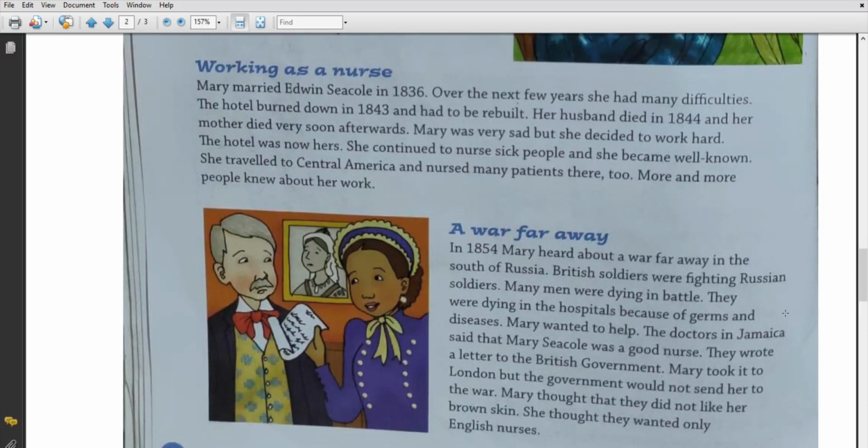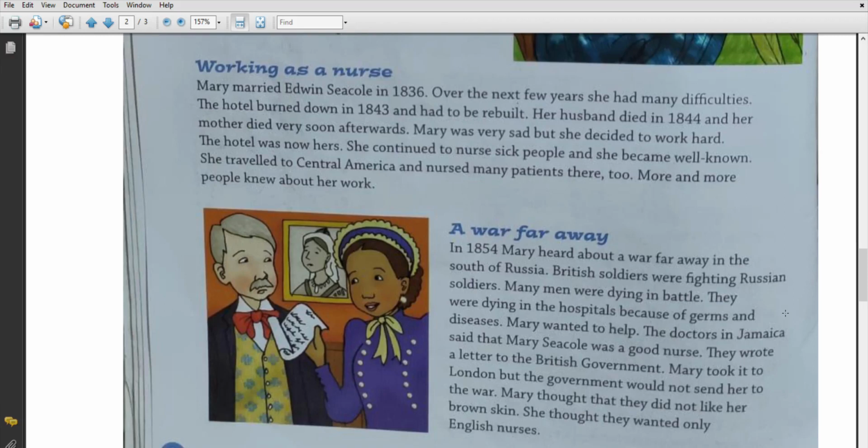In 1854, Mary heard about a war far away in the south of Russia. British soldiers were fighting Russian soldiers. So the war was between Great Britain and Russia. Many men were dying in battle or during the war. They were dying in the hospitals because of germs and diseases. Germs, as we said, microbes or viruses and diseases. Mary wanted to help.